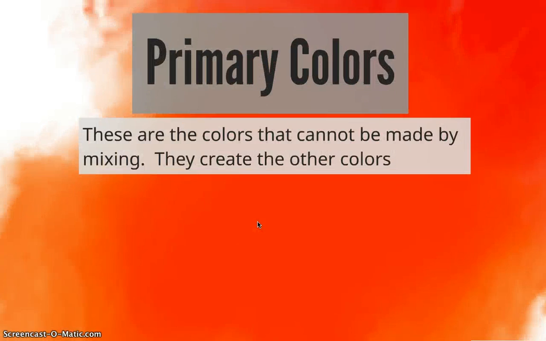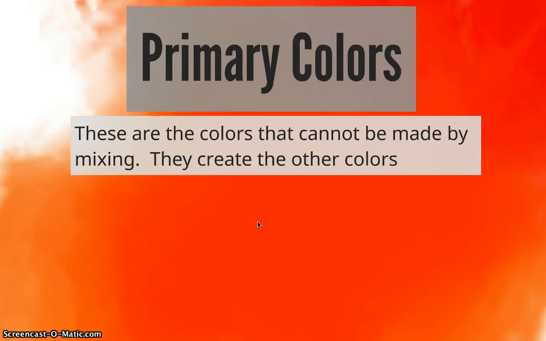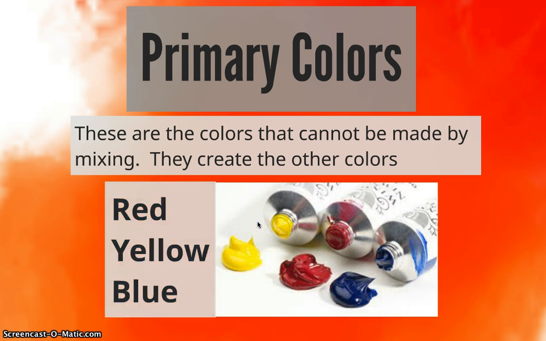And with all color theory, we start with primary colors. These are the colors that cannot be made by mixing. They create the other colors. Does anyone have any idea what the three primary colors are? You're right, they are red, yellow, and blue. So these are colors that cannot be made by mixing. So if you do not start off with red, yellow, and blue, you cannot end up with red, yellow, and blue. So even when they make the paints, they have to use pigments that are naturally those colors because they cannot make them.